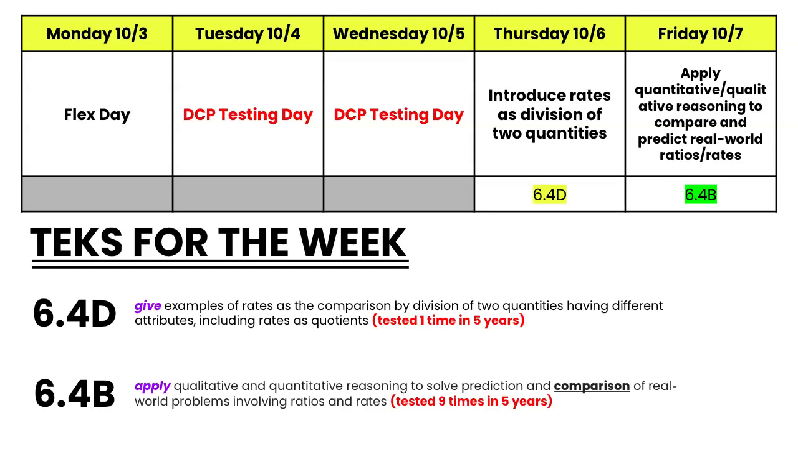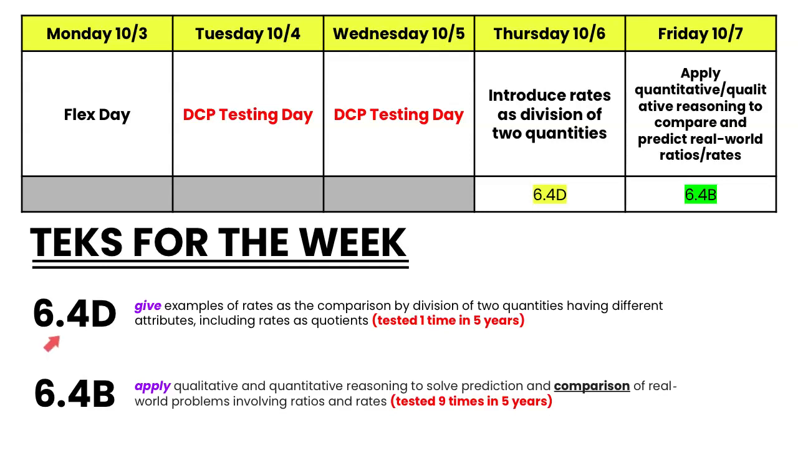Once we finish that up, we're ready to move into a new unit where we start talking about ratios and rates. We'll talk the first day about TEK 6.4D, where we will introduce rates as the division of two quantities, and those quantities have different attributes. So for example, think miles per hour or dollars per day, something along those lines in a real world context.